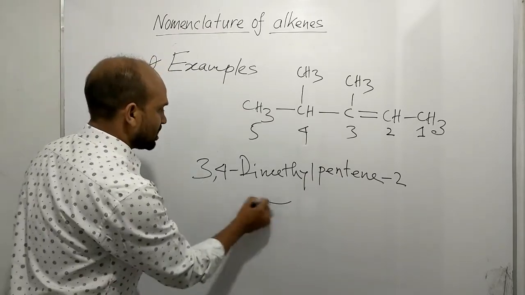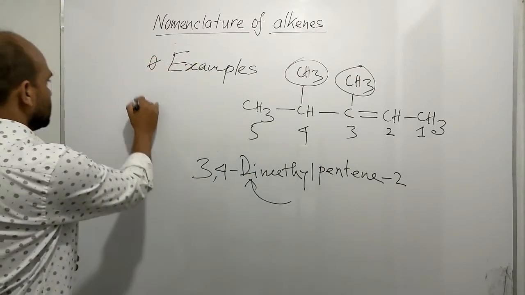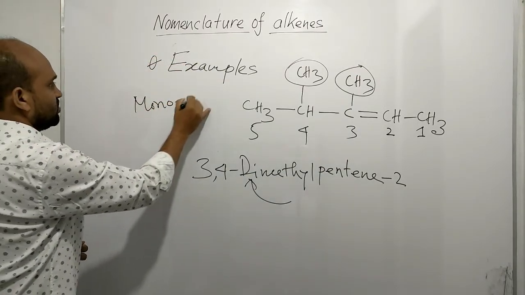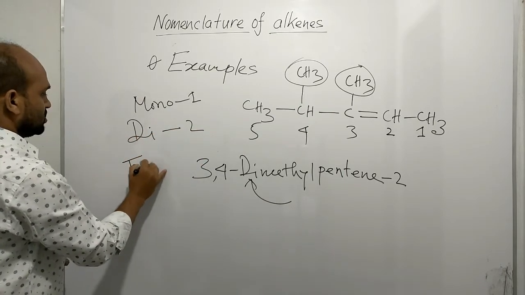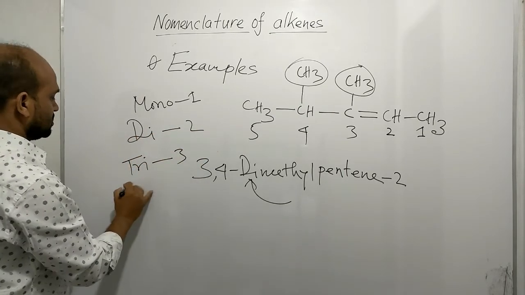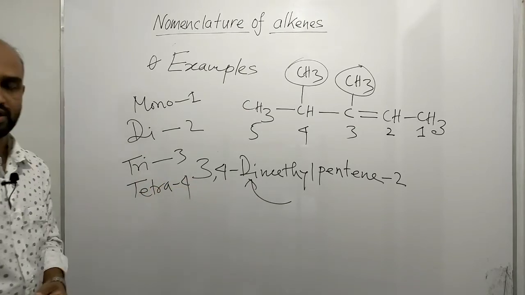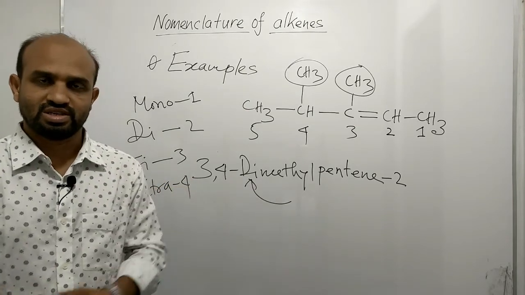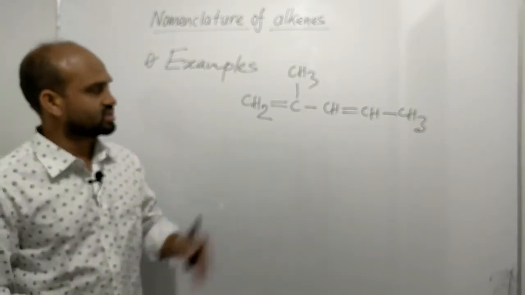Here di means 2 methyl groups. We can tell here mono means 1, di means 2, tri means 3, tetra means 4, and so on. Let's see another example. Now we will see the name of this compound.